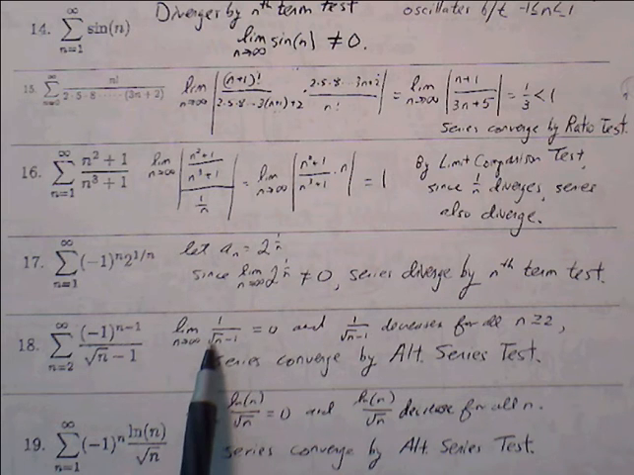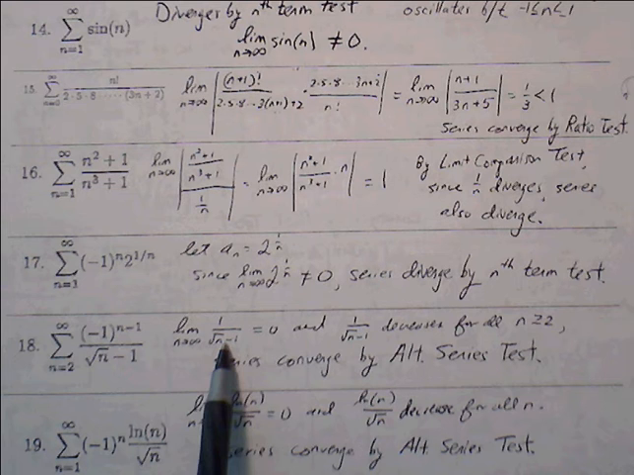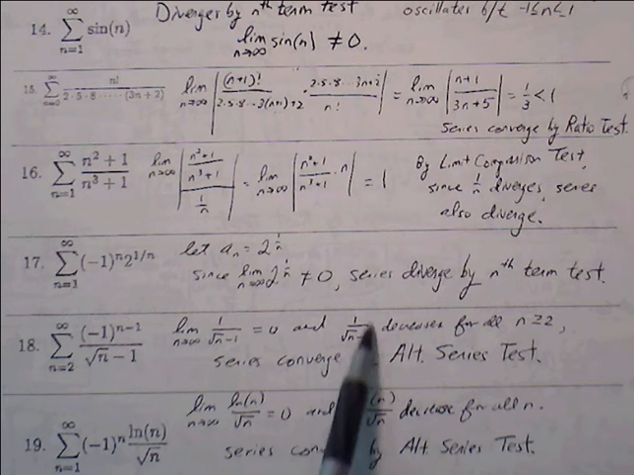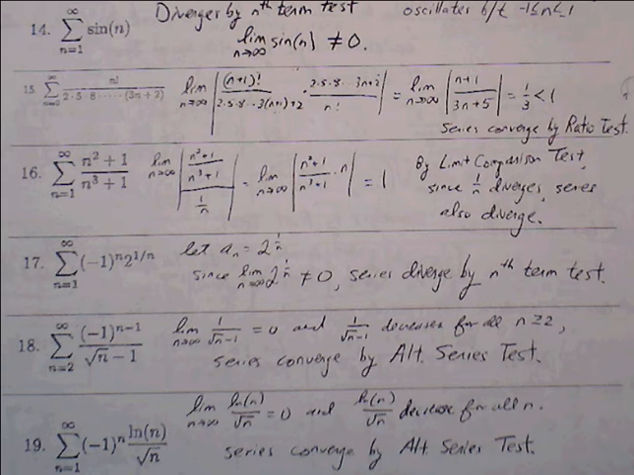And if we keep increasing the value of n, we see that this expression will go to 0. And if we test out values increasing from n equals 2 to n equals 3, we see that each subsequent term will also decrease for all n greater than or equal to 2. So the series will converge conditionally by the alternating series test.